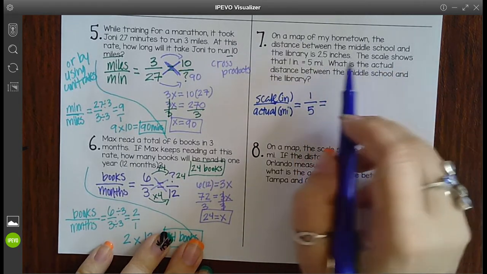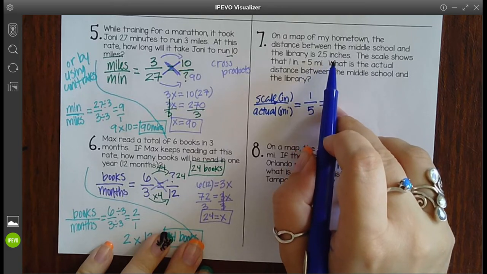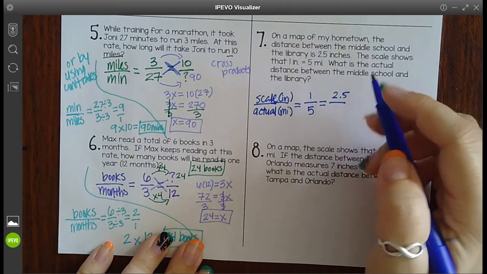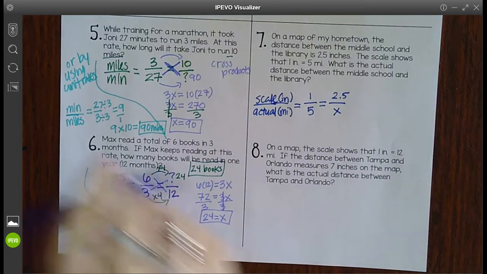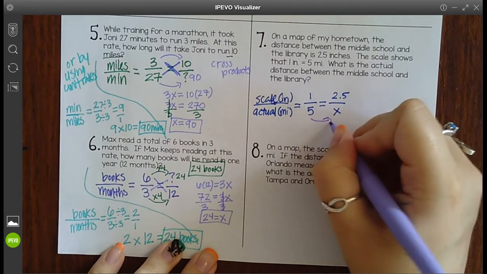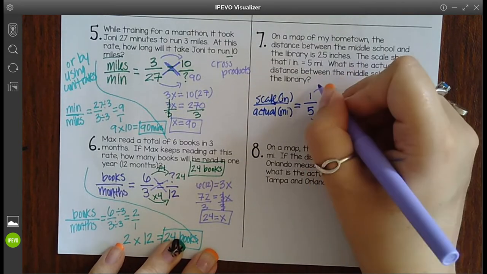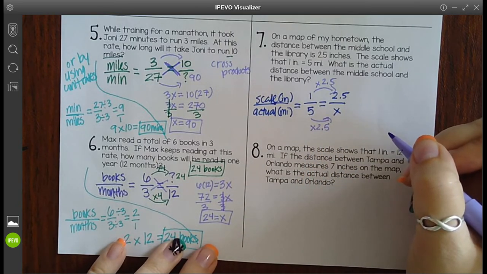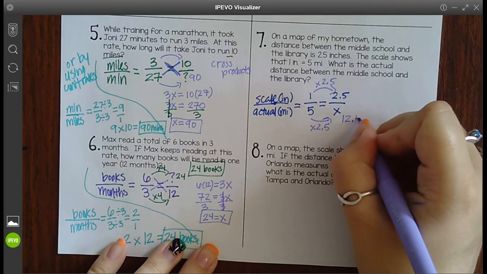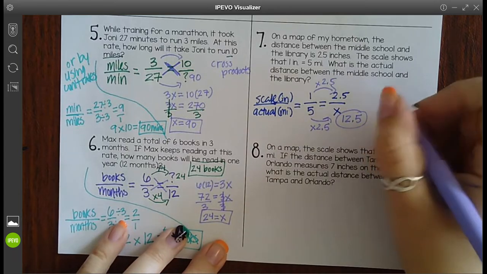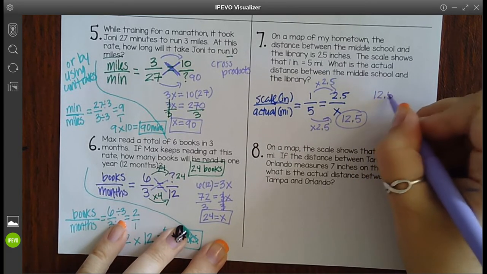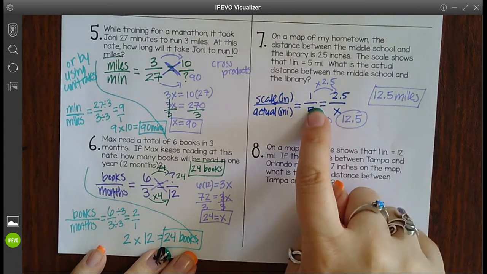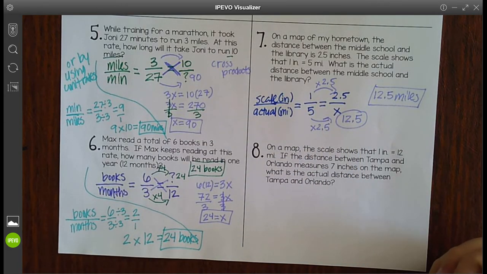So then if it's 2.5 inches on the map, how long is that in real life? Okay, well, go towards your unknown. So go in this direction. 1 times what is 2.5? So do 5 times 2.5. Go ahead and get your calculator out, and you'll see that that equals 12.5. So that means in real life, if it's 2.5 inches on the map, it's 12.5 miles away in real life. Okay, you could have used cross products to solve it if you didn't see it right away, but this one was simple enough to just do the little hack.